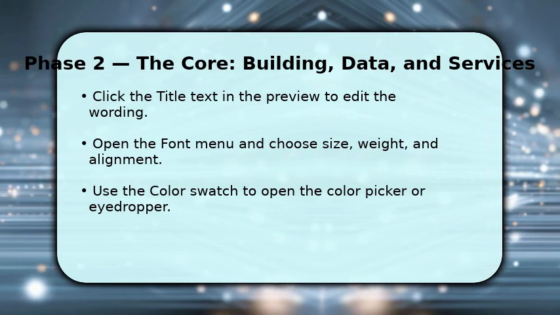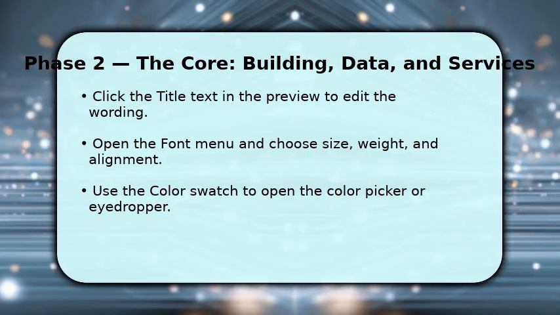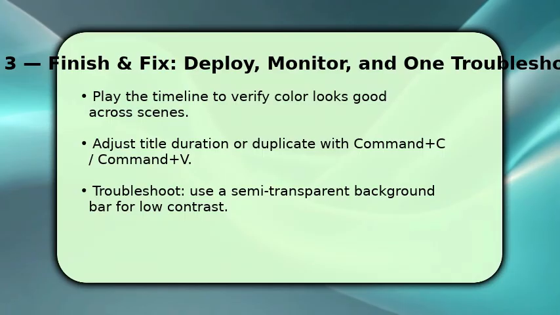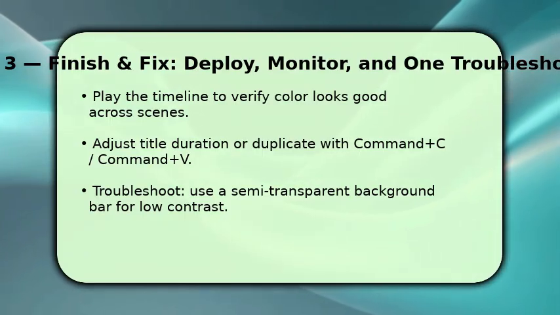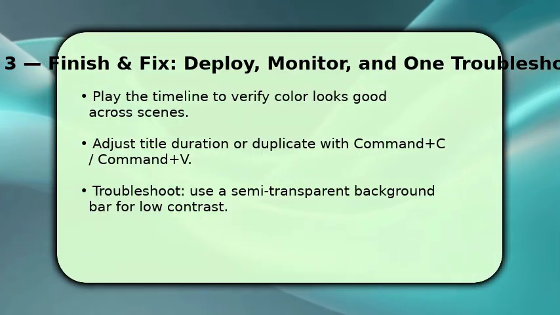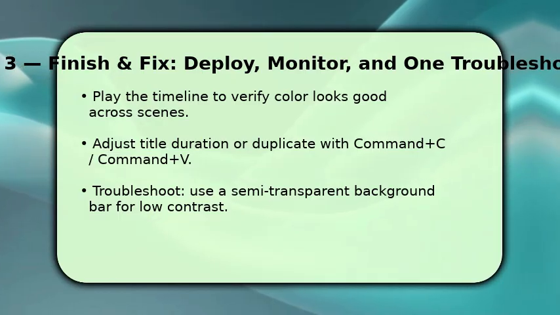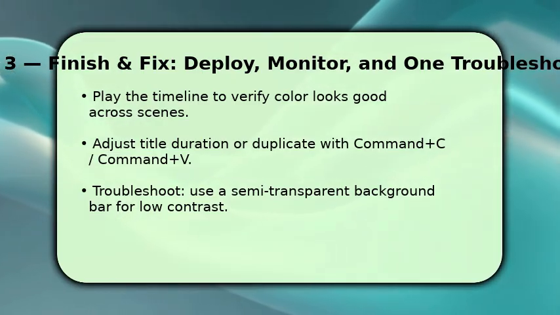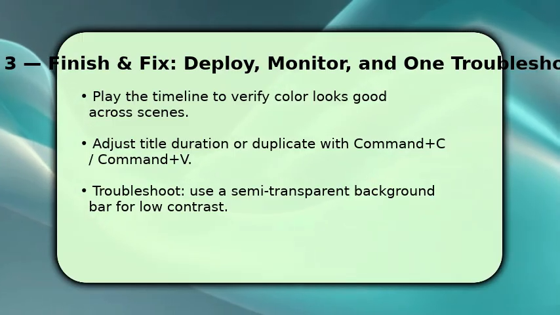After changing color, play your project to ensure the text is legible throughout, light on dark scenes and vice versa. If timing needs fixing, stretch the title clip or duplicate it with Command+C and Command+V to cover multiple shots. When satisfied, export or share your movie.